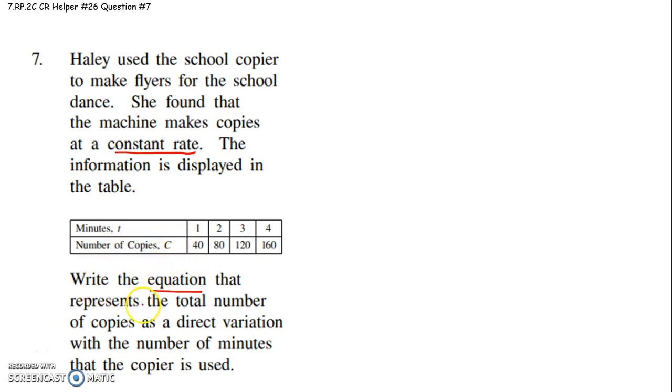Write an equation that represents the total number of copies as a direct variation with the number of minutes copied. Okay. Equation must have an equal sign. Lots of ways to go about this.